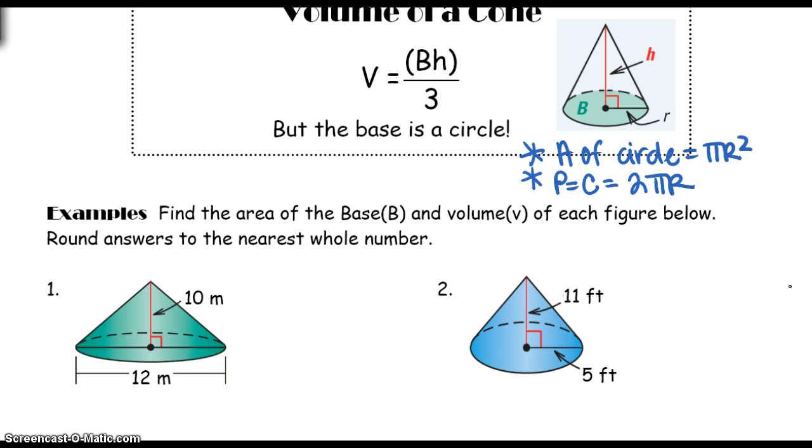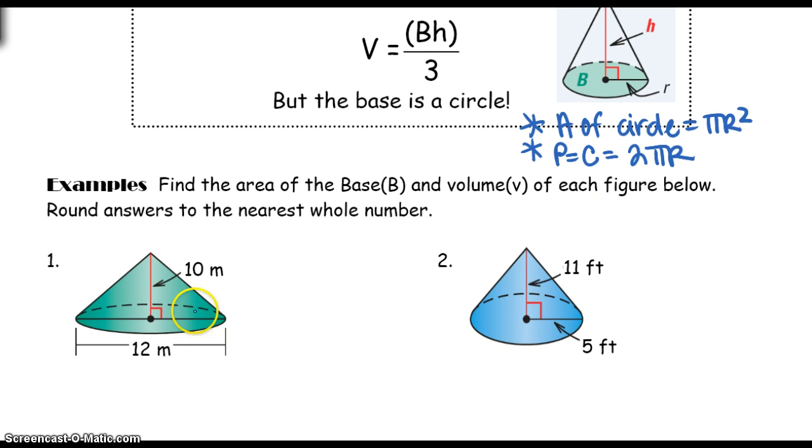So let's look at number 1. Find the area of the base and the volume of each figure below. So first let's find the area of the base. And the base is a circle. However, they gave us the diameter, we need the radius. To find the radius, take 12 and divide it by 2 and you'll get 6.